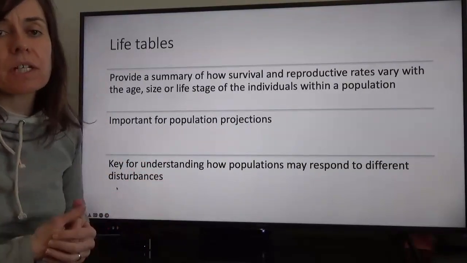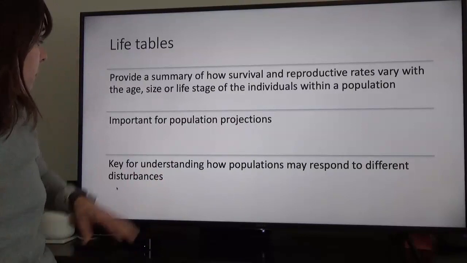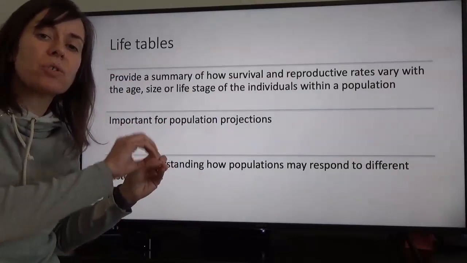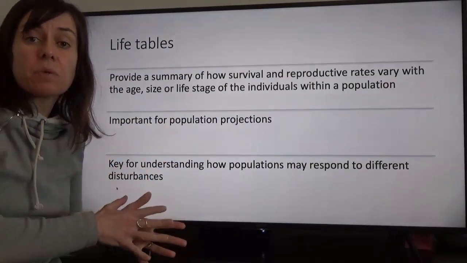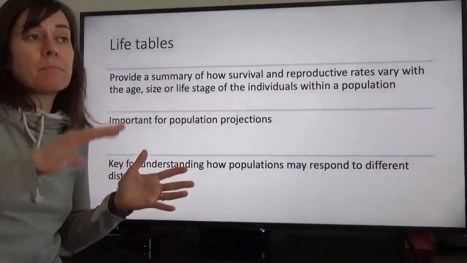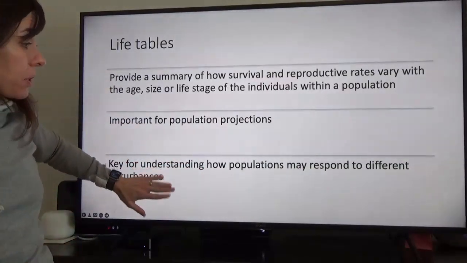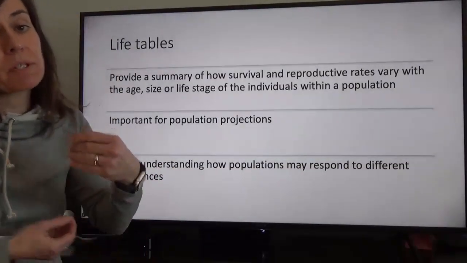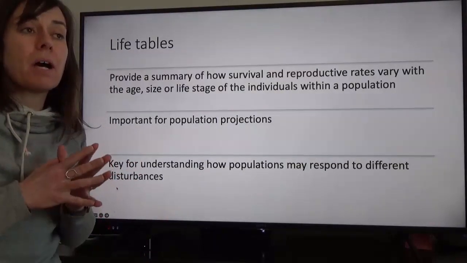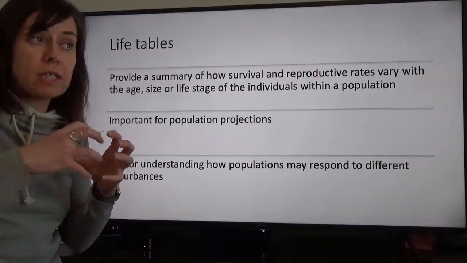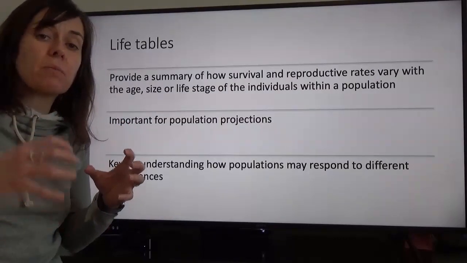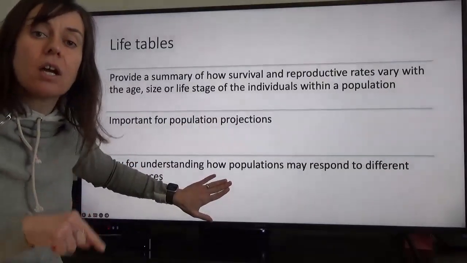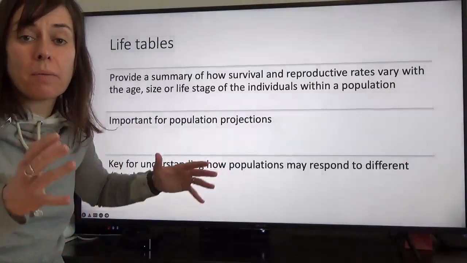We can do the same thing for stages, and I'll show you an example of that. And this is really important for population projections. If we know the transitions from one stage or age to the next, then we can forecast what that population will look like into the future. And it's also really critical for understanding how populations may respond to different disturbances, whether it's harvesting, whether it's habitat fragmentation, etc. Understanding which stages and which transitions that disturbance may act upon allows us to evaluate the implications of that disturbance for population growth.